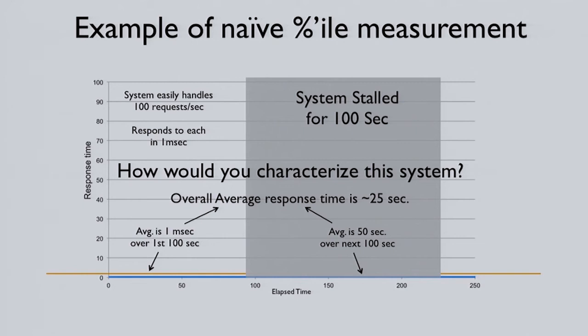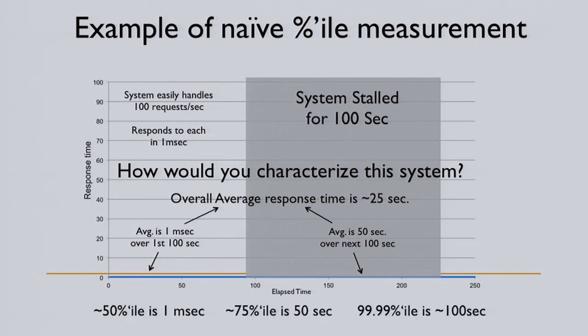This is us describing what the system actually does, not measuring it, okay? Now, these are other stats that you would probably agree are intuitive. Roughly the 50th percentile is still really, really good here, 1 millisecond. The 75th percentile is about halfway up into the bad stuff. That's 50 seconds. And the 99.99 percentile is pretty close to 100 seconds. All these are pretty intuitive, right? Any questions so far about this? This would be a good way to describe the behavior of the system if we're asked questions about these numbers.